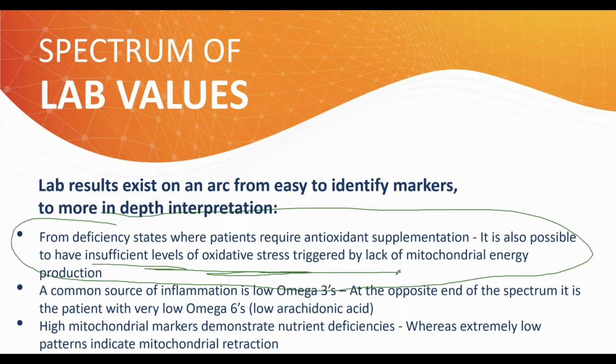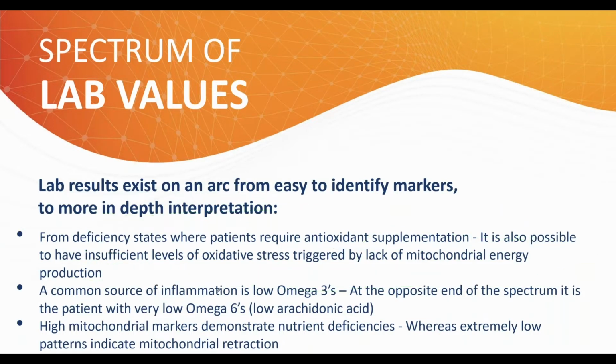Well, most of the oxidative stress in the human body comes from the mitochondrial energy production pathways, right? We're making energy inside the mitochondria, and that generates a huge amount of oxidative stress. And so there are some patients that we work with that don't have enough mitochondrial energy being produced.